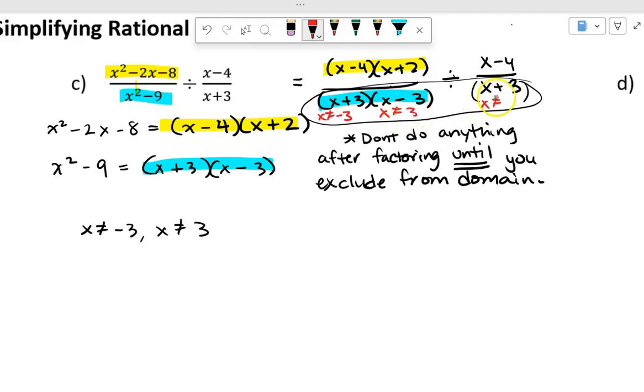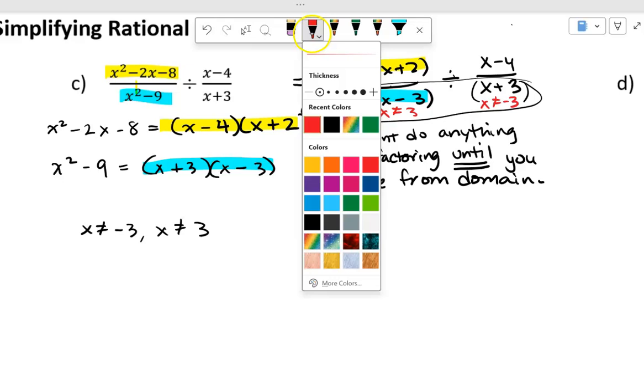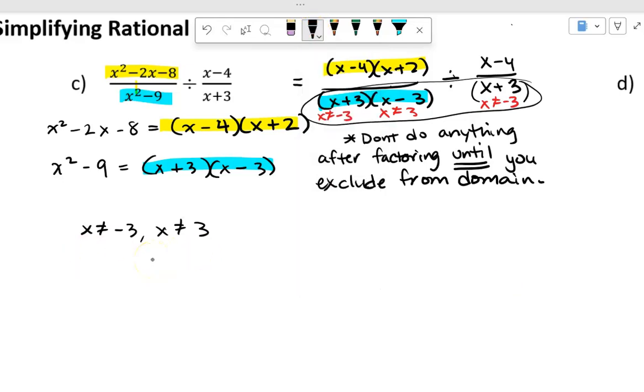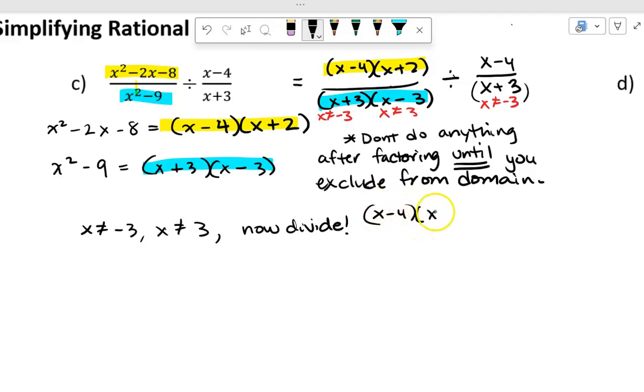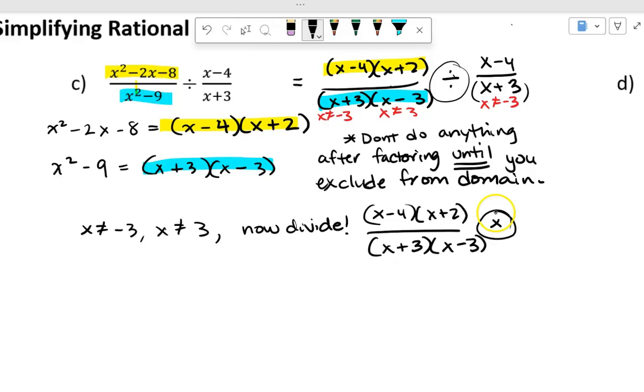And then x can't equal negative 3 again, which I have already put in my restriction, so I don't need to write that twice. So now that I know what x is not allowed to equal, I'm ready to divide. When you divide, you take your first fraction and you switch to a multiplication symbol. So no more division, we're switching to multiplication, and you times it by your flipped second fraction.